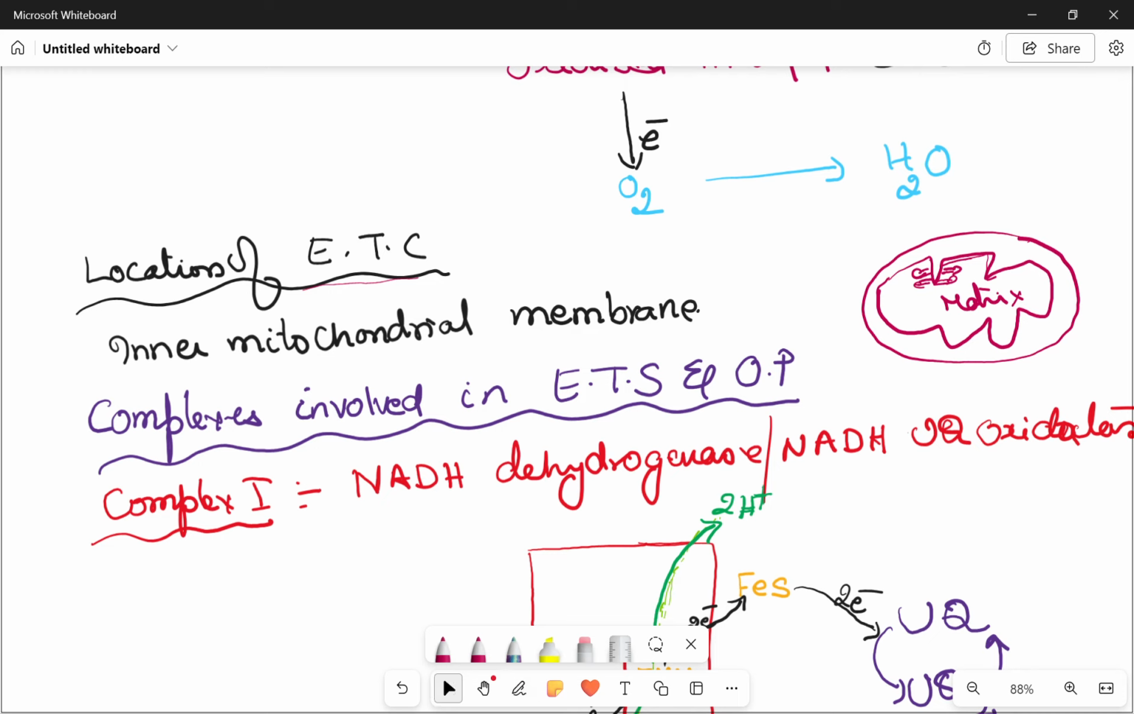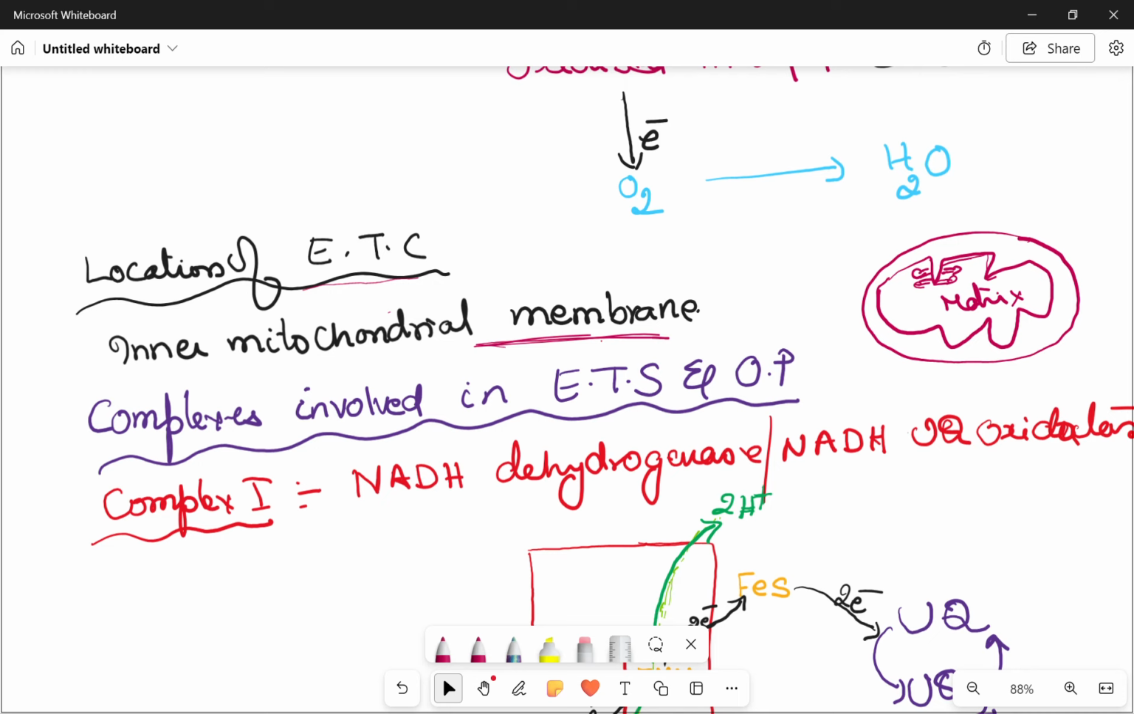So along the cristae, you can see electron transport, and with the help of these oxysomes which are present on these cristae, ATP synthesis takes place. So where are these? In the inner mitochondrial membrane. So the electron transport chain is located in the inner mitochondrial membrane.